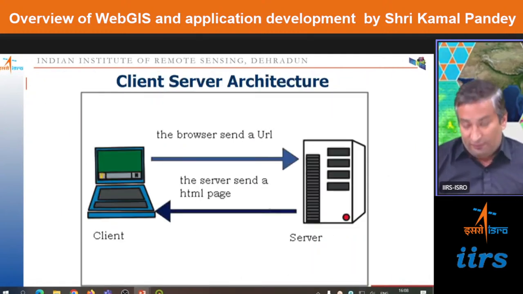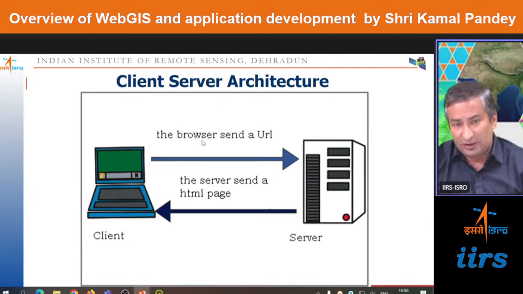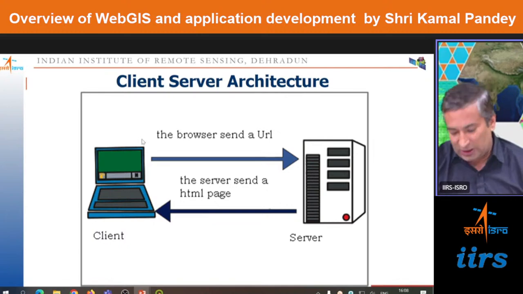Now, if we talk about the client-server architecture here, there is one client here, any browser opened over here, or it can be a desktop application like QGIS. It sends the URL, the URL of whom? URL of the server. Once that URL reaches its destination, it provides the response. The server sends an HTML page to the client. So this is a very basic flow of the data in a web environment, and it all follows HTTP protocols.